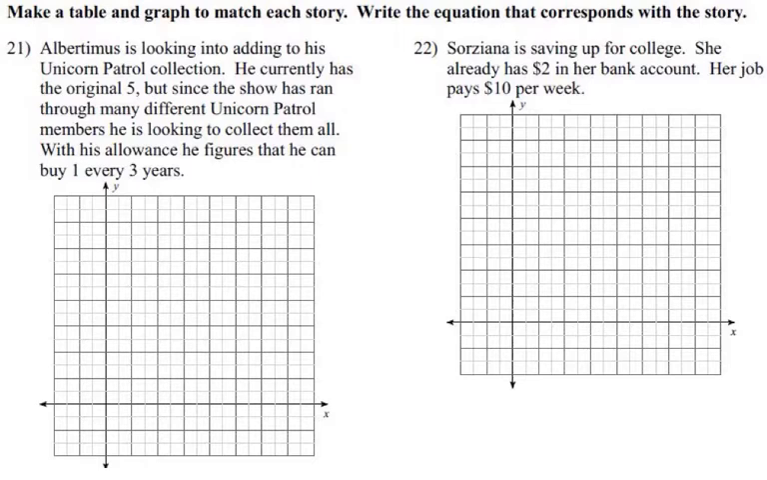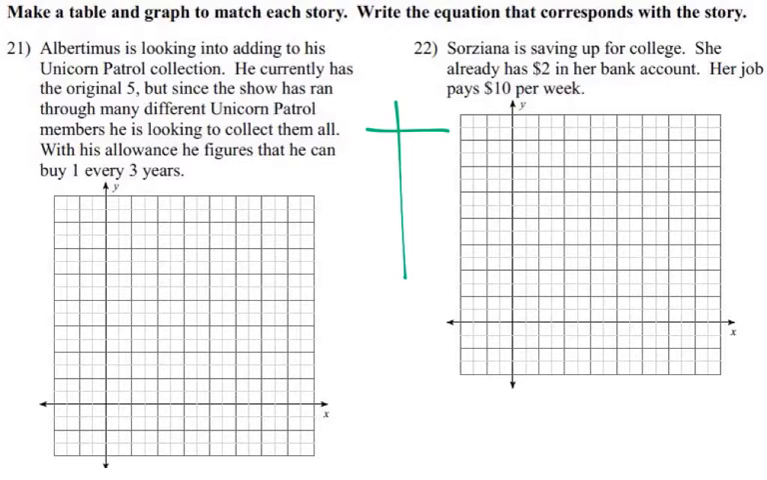Alright, so let's finish this off. We've got less than 5 minutes. So make a table and graph to match each story. Let's start with a table. Albertimus is looking into adding to his Unicorn Patrol collection. He currently has the original 5, but since the show has run through many different Unicorn Patrol members, he's looking to collect them all. With his allowance, he figures that he can buy one every 3 years.